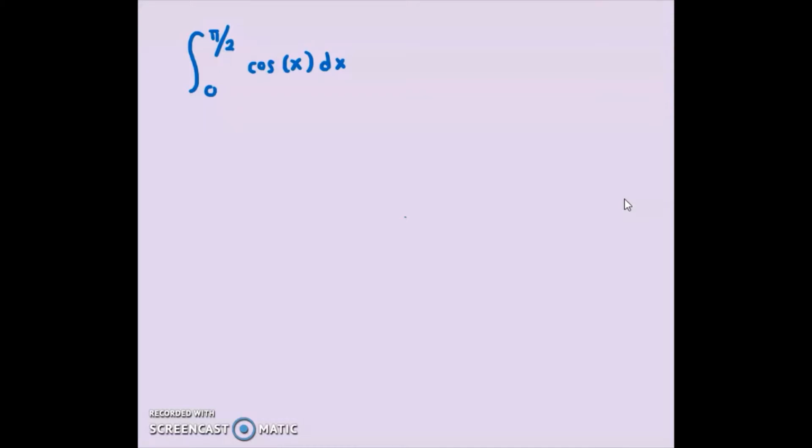So we know the exact solution to this. When you integrate this, it will give you sine x, so sine pi over 2 minus sine 0. Sine pi over 2 is 1. So this is my exact solution.